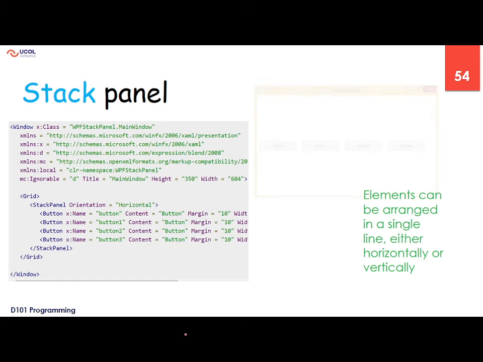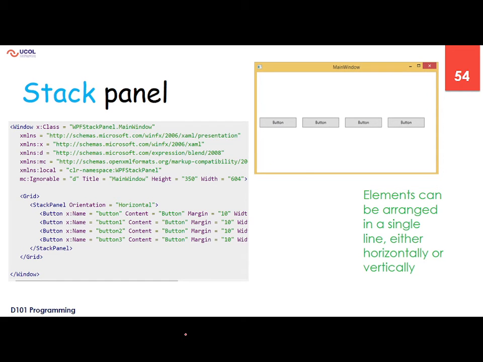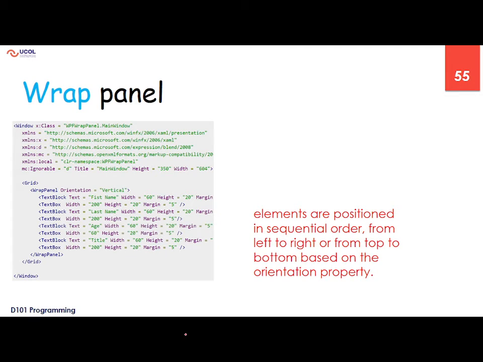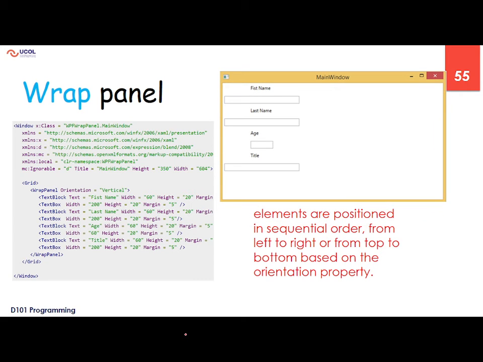Okay. So this is how the buttons are arranged when the horizontal property is there. If you don't have the orientation set, it is going to be vertical, a vertical line.